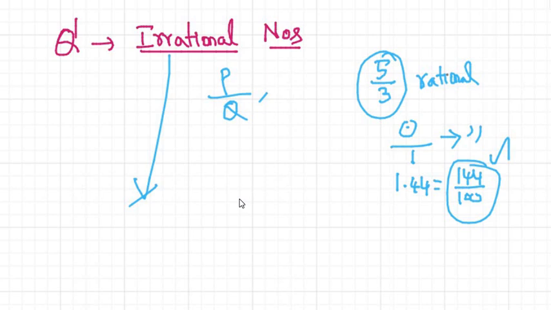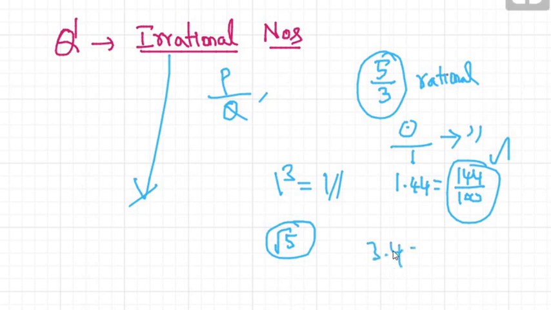5 by 3 is rational, 5.33 is rational, 1.44 is rational, 1 power 3 is rational. What is 1 power 3? Somebody is intelligently asking 1 by 3. 1 power 3 is 1. You can say root 5 is irrational. 3.14 is rational. Now only I explained. 3.14 is nothing but 314 by 100.